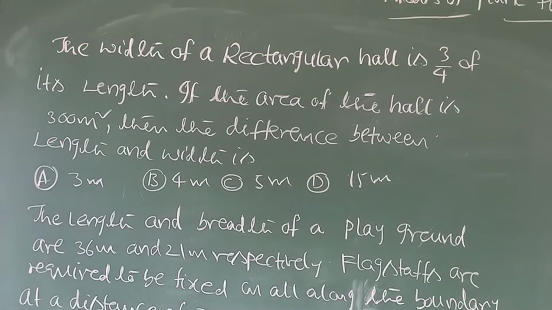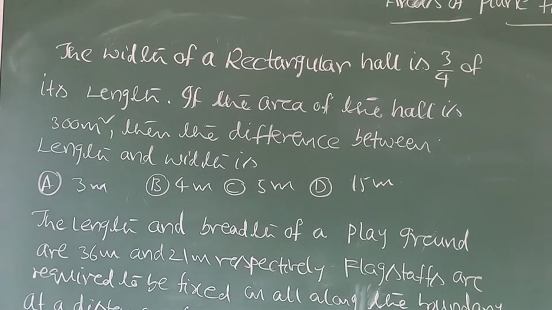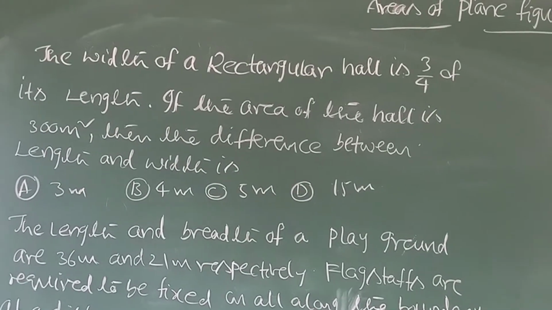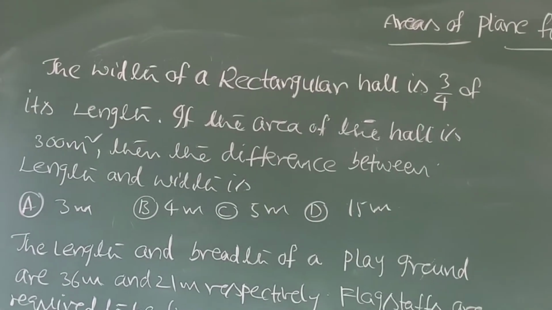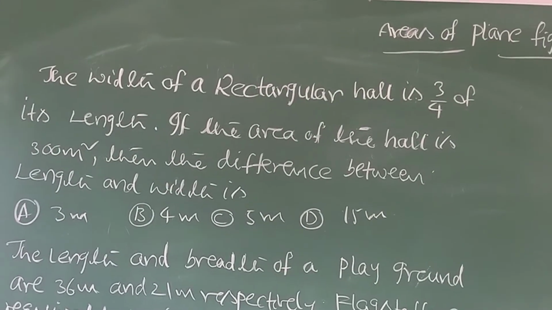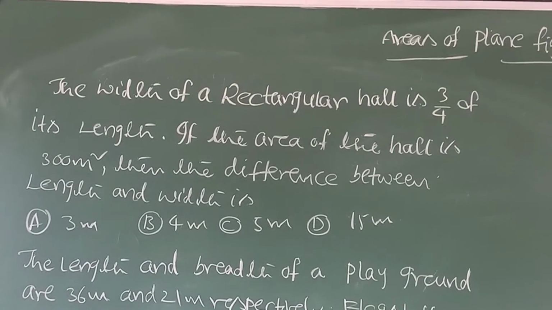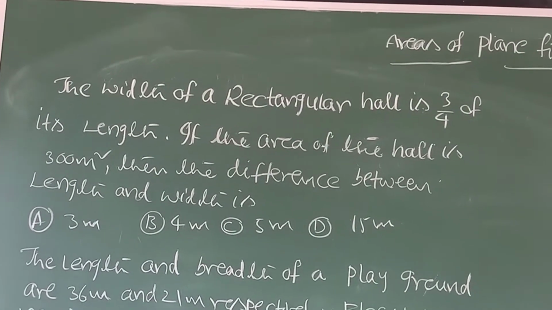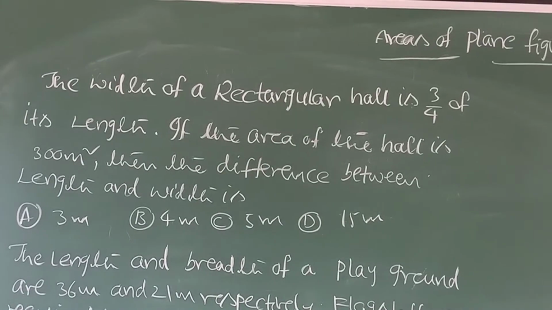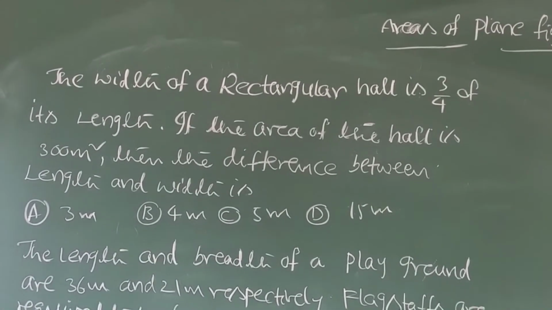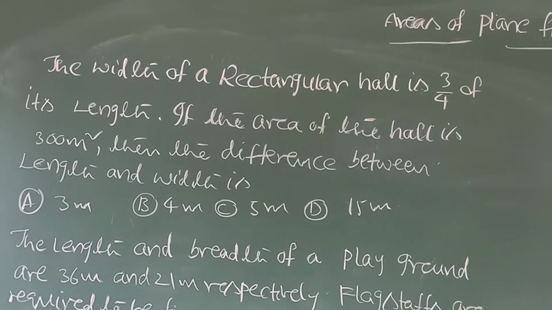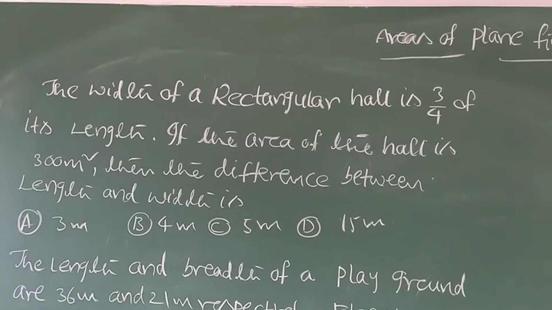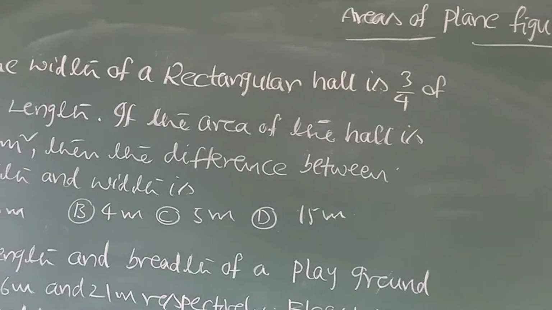As a part of areas of plane figures, let's move on to the next question. The width of a rectangular hall is 3/4 of its length. If the area of the hall is 300 meters square, then the difference between length and width is. Here when you observe this problem clearly, we will notice that width of a rectangular hall is dependent on the length of the rectangular hall.